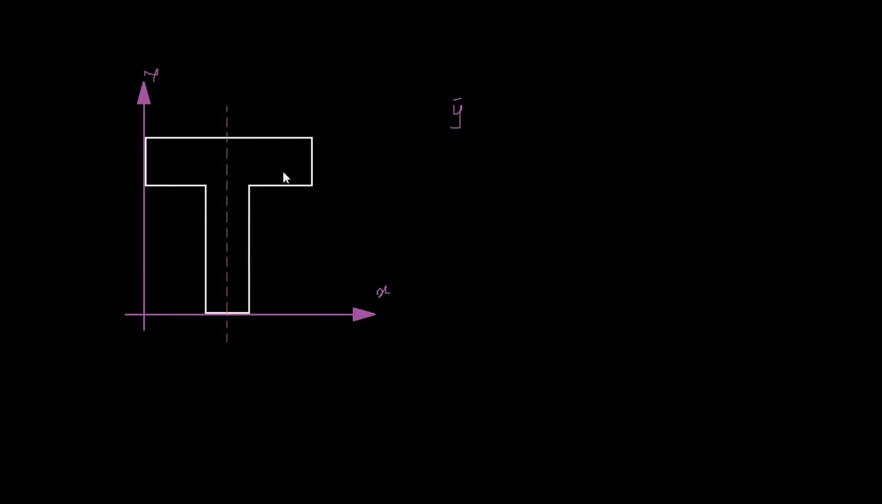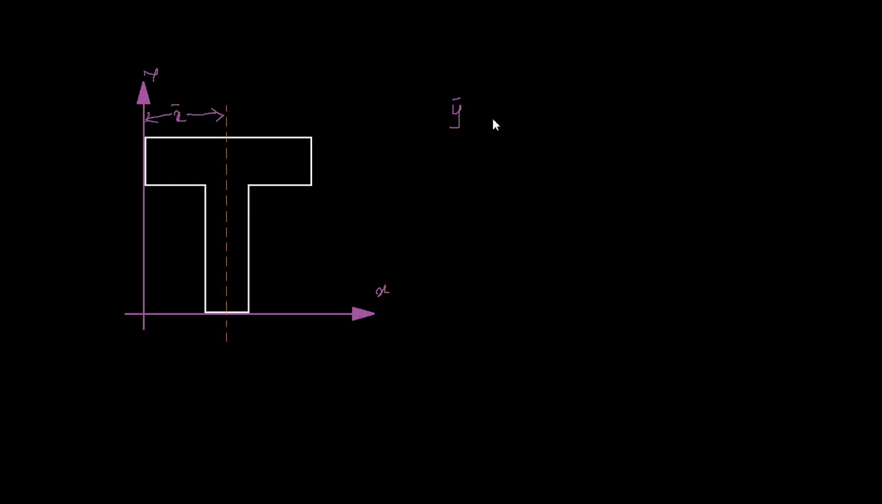What you have here is a T-shaped figure. You have your x and y axis marked up, and this shape is symmetrical to the axis shown here, which means your x coordinate of the center of gravity will be lying somewhere on this line. What you need to find out is the y coordinate of the center of gravity, which we usually call y bar. This is all you need to find in this case, because your x bar will be this distance.